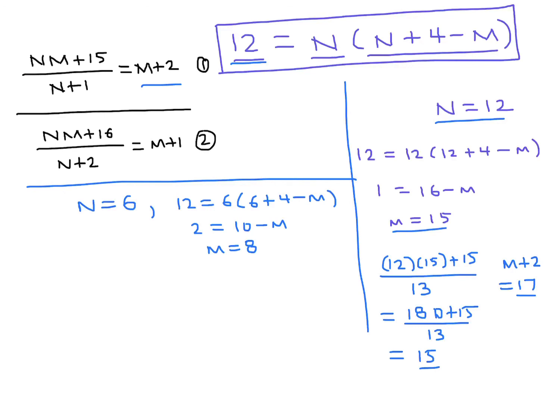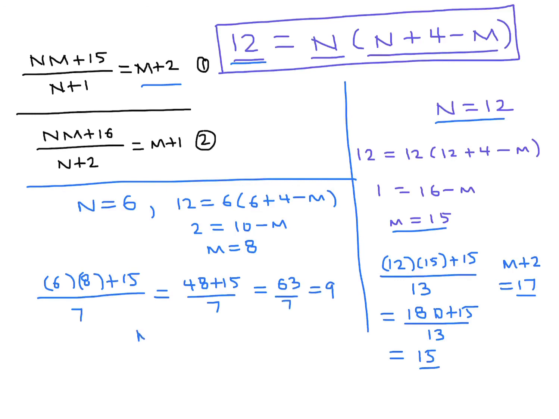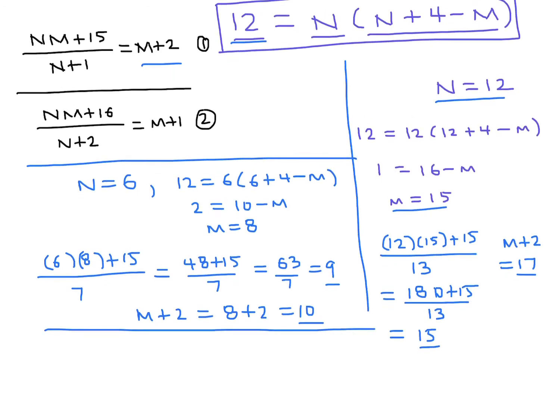Let's use number 1 to see if we are correct. nm, so we got 6 times 8 plus 15 all over n plus 1, which is 7. 6 times 8 is 48 plus 15 all over 7. So this is 63 over 7, which is 9. And that has to equal m plus 2. m is 8, plus 2 is 10. So 9 does not equal 10, so that's a dud. All right, let's keep going.